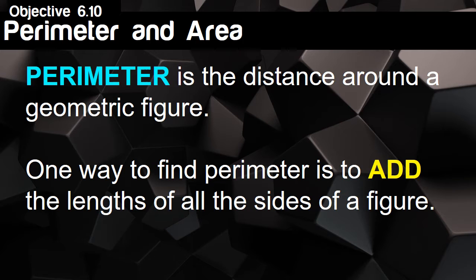In this edition of Mr. Peterson Presents, I'm bringing to you all you need to know about area and perimeter. So we're going to talk about perimeter first. So perimeter, this is the distance around a geometric figure. And so one way to find the perimeter is to add up all the side lengths of that figure there.